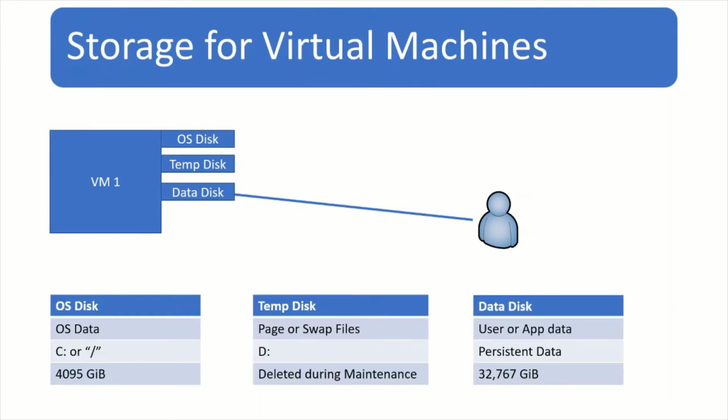So for storing user or application data, we should attach one or more data disks to the VM. The data stored on this disk will be persisted. That means even if the machine reboots, the data will be there. Azure has specified the number of data disks we can add to the VM. The maximum capacity of a disk is 32,767 GB.